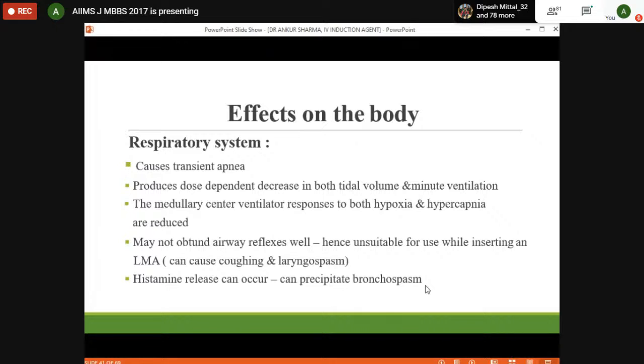In the respiratory system, it causes transient apnea. It produces a dose-dependent decrease in both tidal volume and minute ventilation. The medullary ventilatory response to both hypoxia and hypercapnia is reduced. It may not obtund airway reflexes well, hence it is unsuitable for use while inserting an LMA. There can be histamine release, which can precipitate bronchospasm.